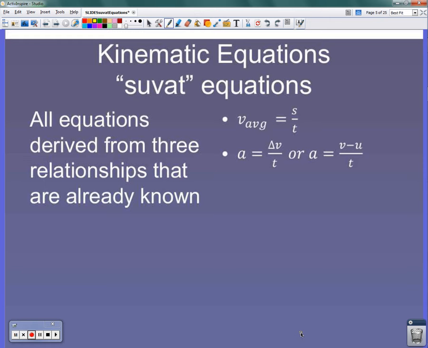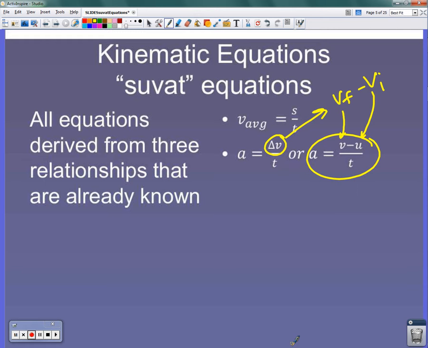The second relationship is acceleration, and acceleration is the change in velocity over time. Whenever we calculate the change in something, we need to know its initial condition and its final condition and look at the difference between them. So V final minus V initial. It just so happens that your book uses different notation. Remember, V stands for V final, U stands for V initial. So acceleration is equal to V minus U over T.